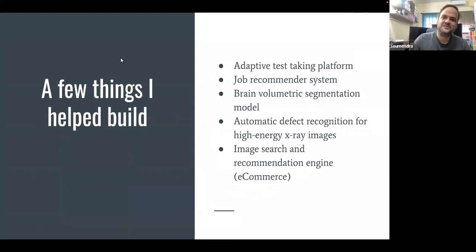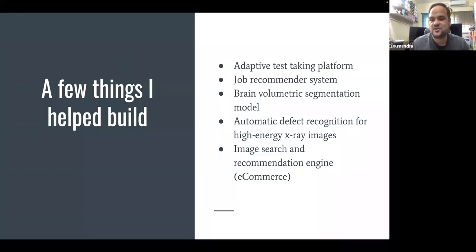And talking about a few things I've helped build over the years. So I've built adaptive test-taking platforms, which basically use traditional tabular machine learning, job recommender system, a hybrid of tabular machine learning plus NLP plus deep learning. Looking at computer vision problems, I have built brain volumetric segmentation model. So you take the scan of a 3D scan of a brain, and you use a deep learning model to segment various parts of the brain and measure their volume.